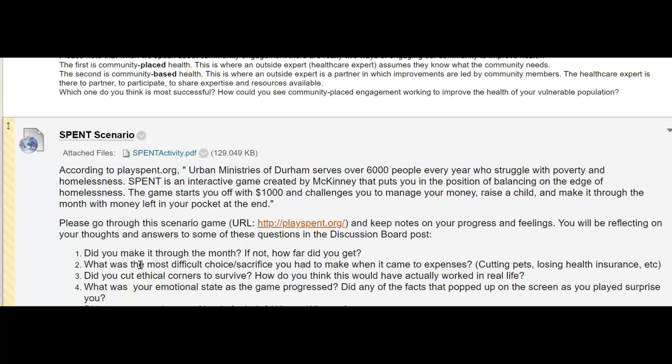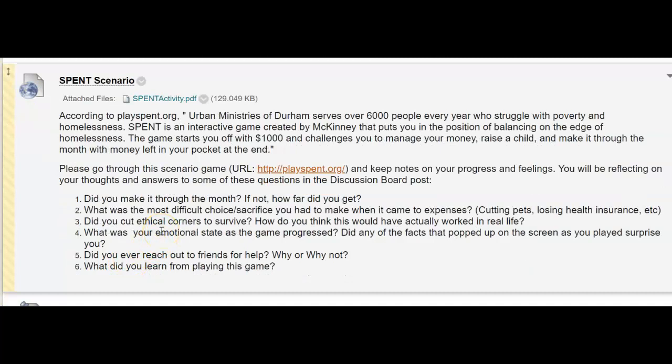So this was developed by an agency that serves over 6,000 people every year who are living in poverty and often are homeless. So it's giving you that experience, a bit of the perspective of what it means to be homeless and to be challenged as far as having insufficient funds to make it through the month.